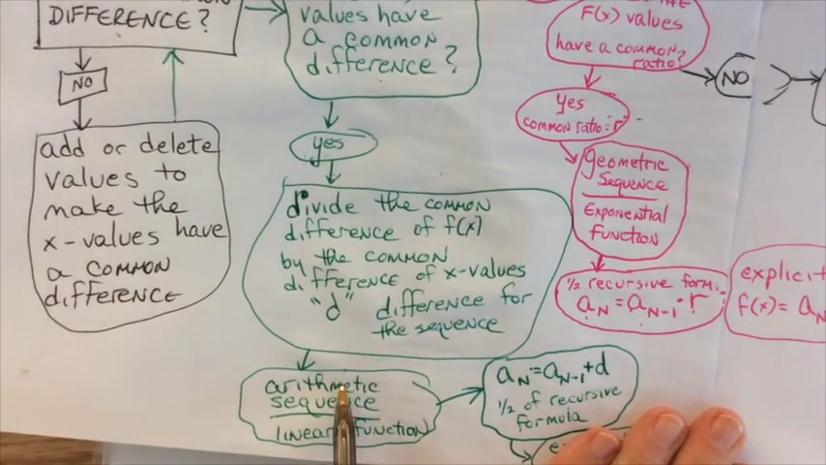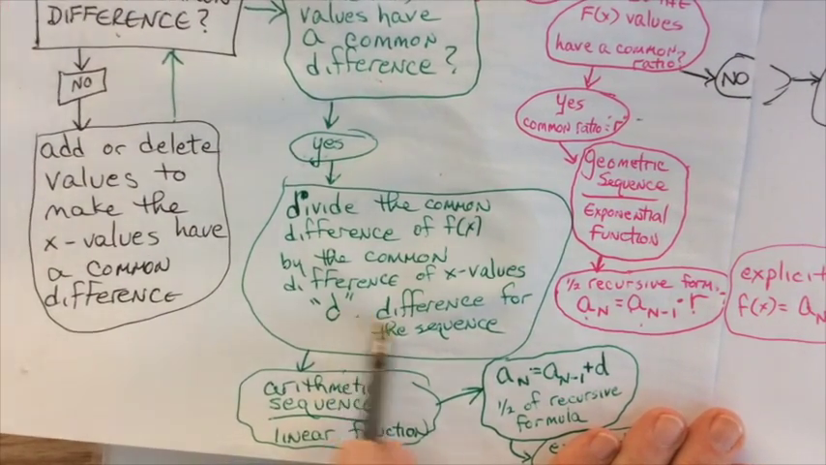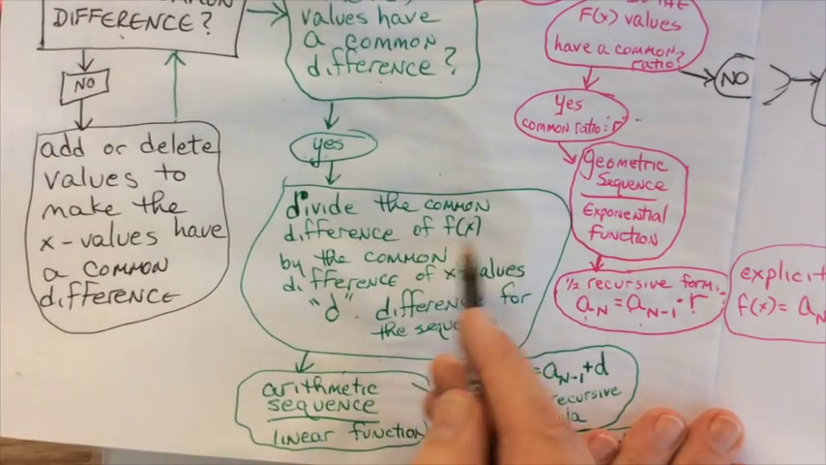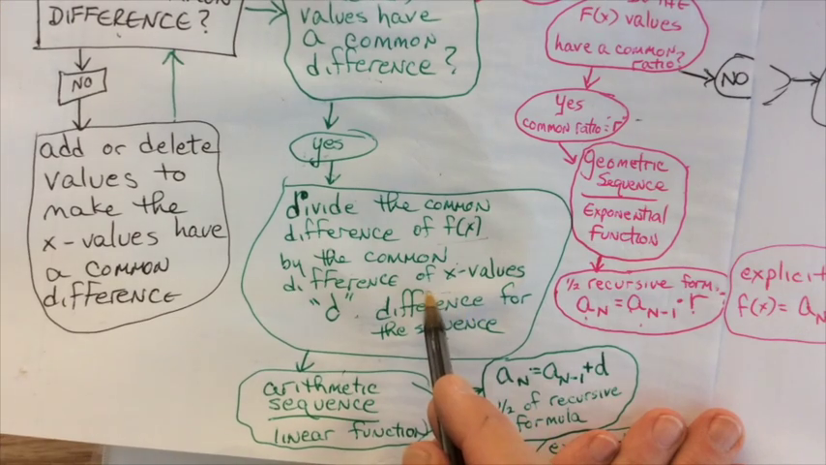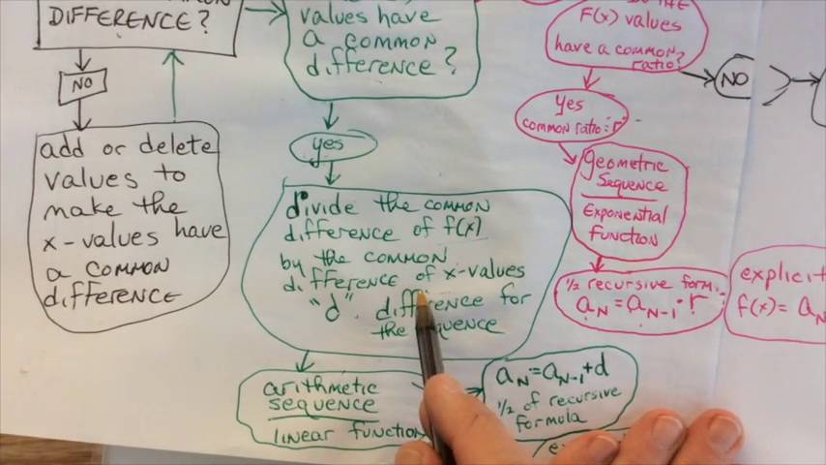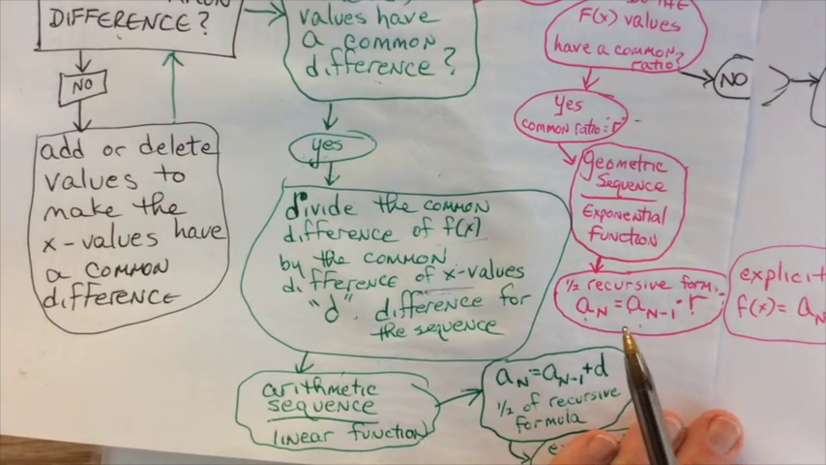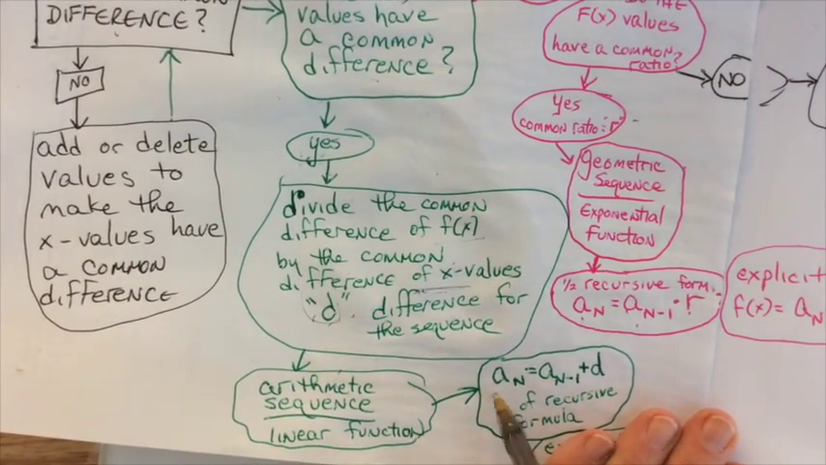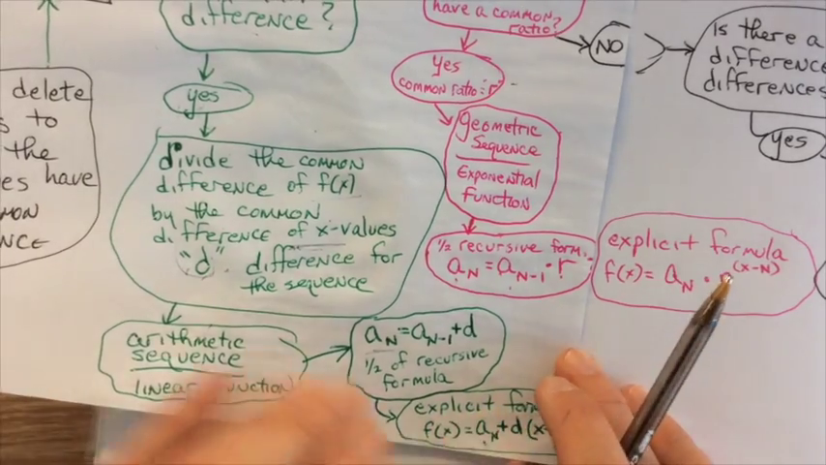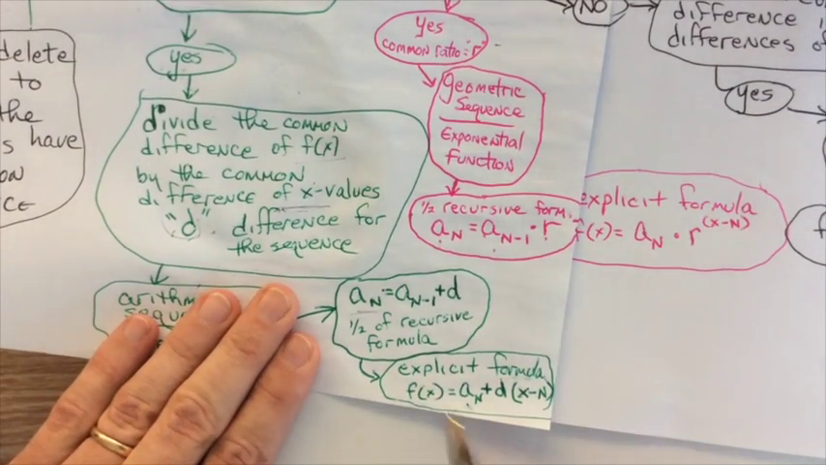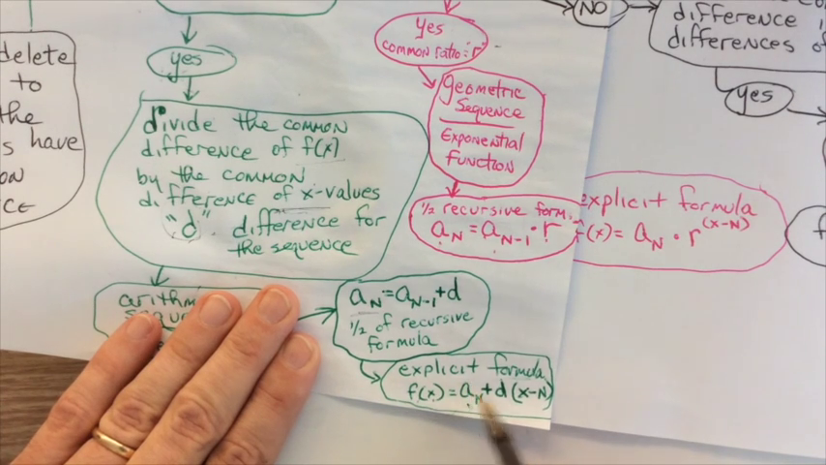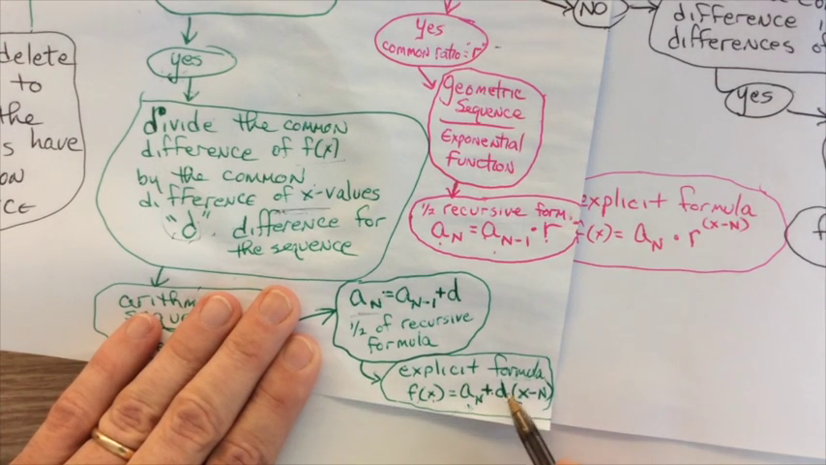You find the common difference for the sequence by dividing the difference of the f of x by the value of the common difference for the x values. And then you use that number and any term to create your explicit formula. F of x is equal to one of the terms plus your common difference times x minus whatever the number of the term is that you picked.